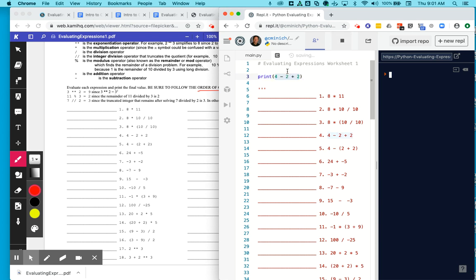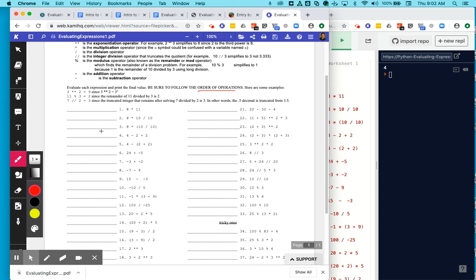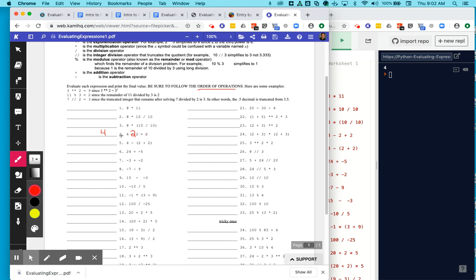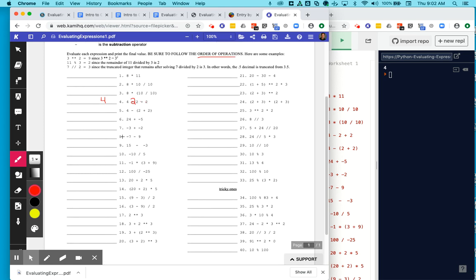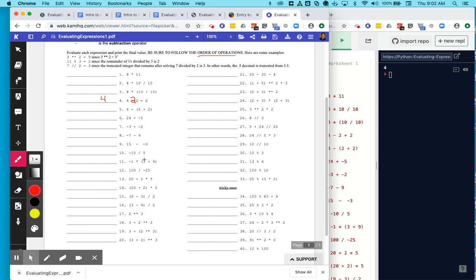When I run this very simple Python program with only one meaningful line of code, the answer to exercise 4 simplifies to, well, coincidentally, the value 4. So there's a freebie. The answer should be 4 for exercise 4. 4 minus 2 simplifies to 2. That 2 plus that 2 simplifies to 4. Some other tricky ones that you may need help in this video with.